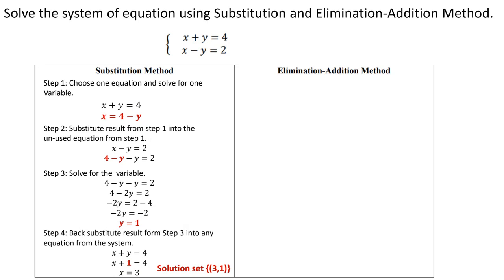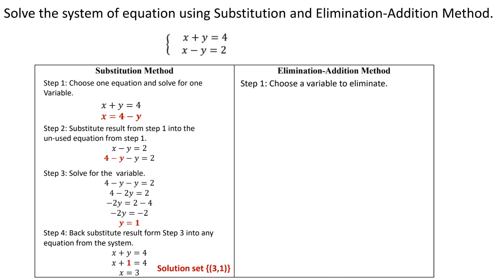So that is the first method. And then the second method is called the elimination addition method. Some books call it the elimination method, some books call it the addition method, and then some books call it the elimination-addition method.